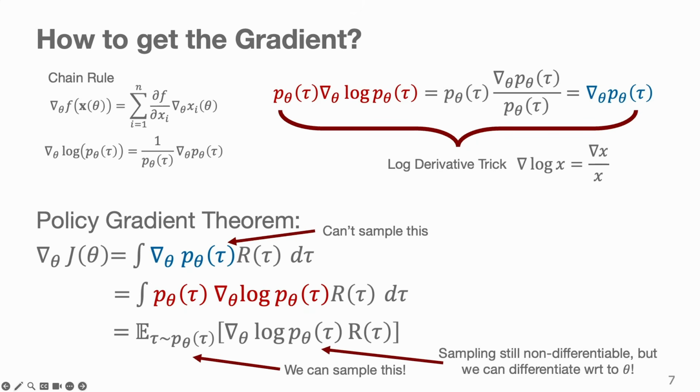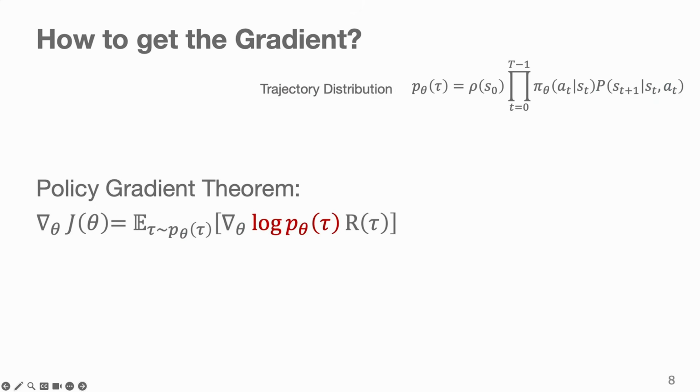Exactly, so we can sample this term. Here it's a bit more clear. The second term is still not differentiable, but through the sampling. Okay, so now we have this log pi theta of tau term. And on the top I've written again the original formula for the trajectory distribution we just covered in the recap. So what can we do about this?